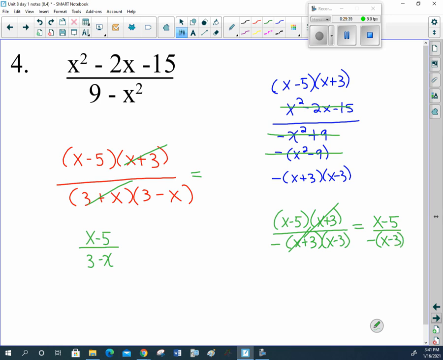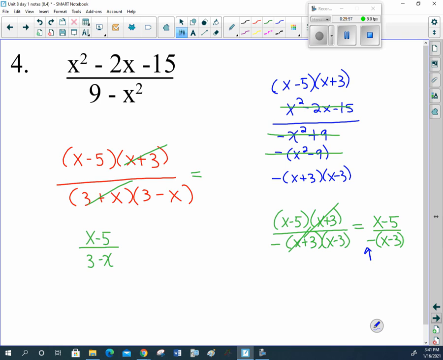Okay, so typically we don't leave a negative sign out here like this. So either we have to move it to the top or we have to distribute it through the bottom. So if this was a multiple choice test and you didn't see this answer here, x minus 5 over a negative, then you would do one of two things.